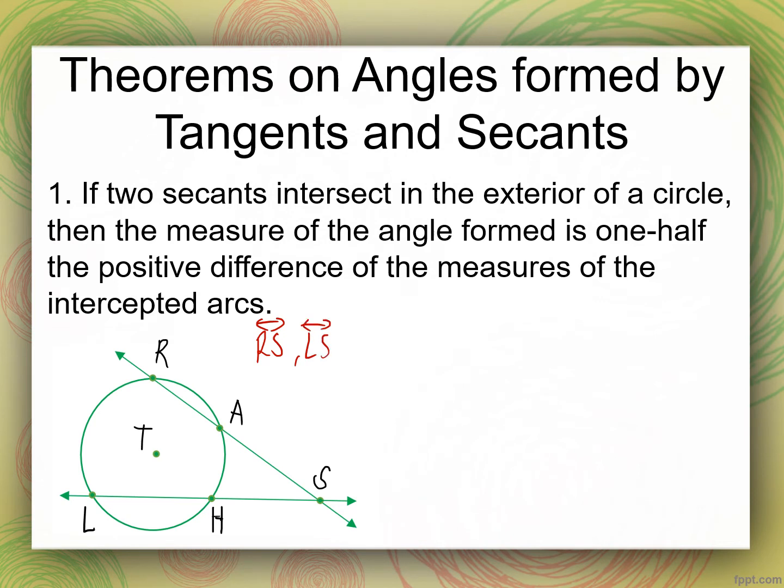So these secant lines meet at an exterior point, point S, okay? Now, based on the given theorem, if you want to find the measure of the angle formed at the exterior of the circle, which is this one, let's mark it.